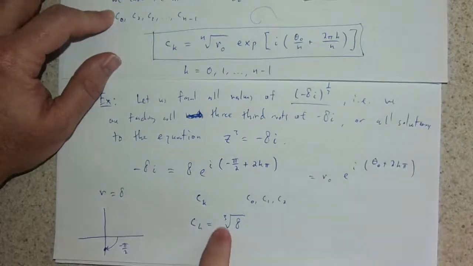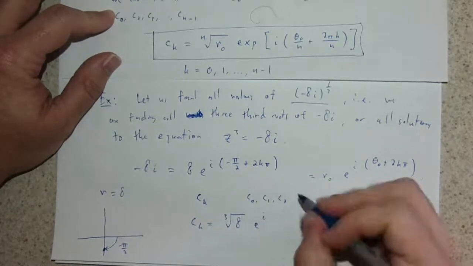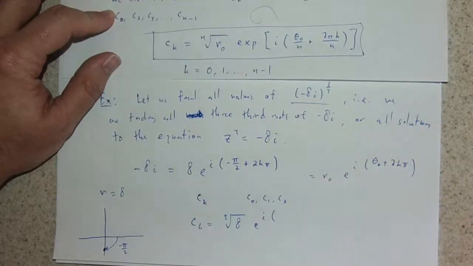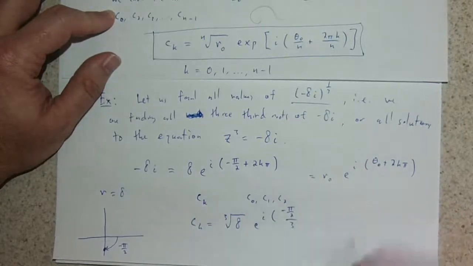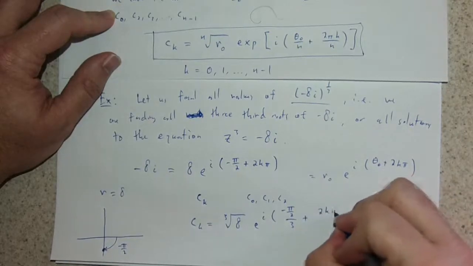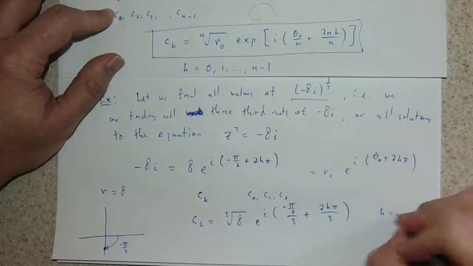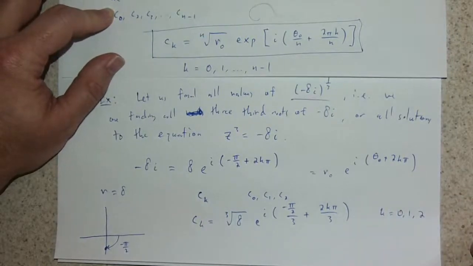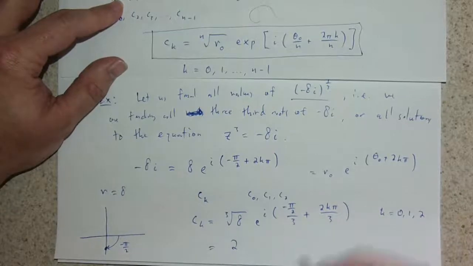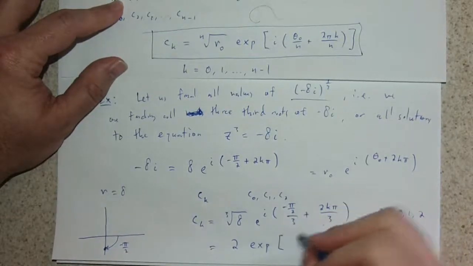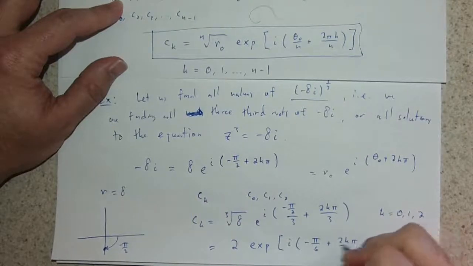Okay, then this is cube root of 8 times e to the i times, I have minus pi over 2 over 3 plus 2k pi over 3. Okay, and of course k is either 0, 1, or 2. Okay, so let's write this in a slightly nicer way. So cube root of 8, that's just 2. So this is 2 times e to the i times minus pi over 6 plus 2k pi over 3.